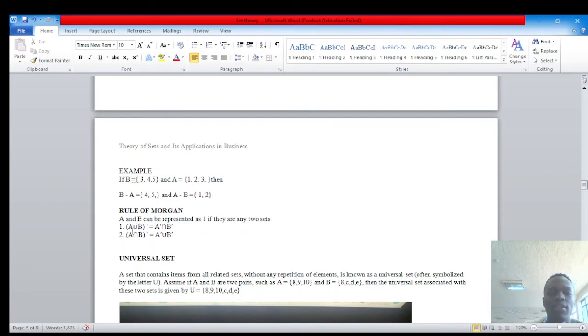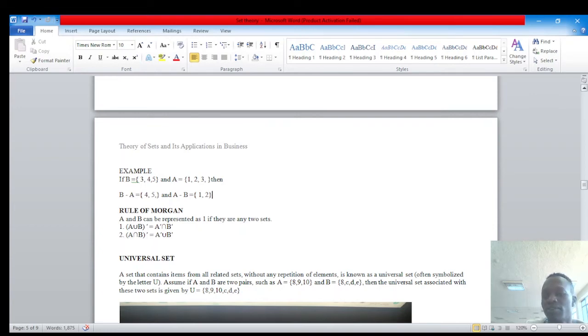So it's set A union B complement, close the bracket, then complement. So it's equal to set A complement intersection B complement. Okay, that's how it's read. This is a complement, we said, remember.